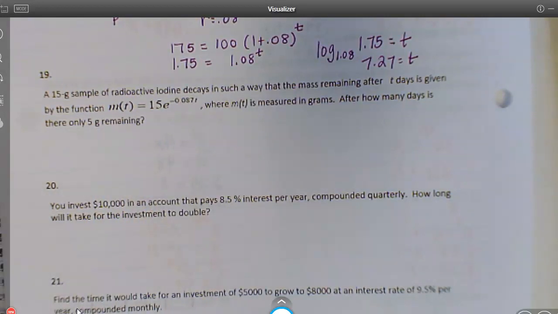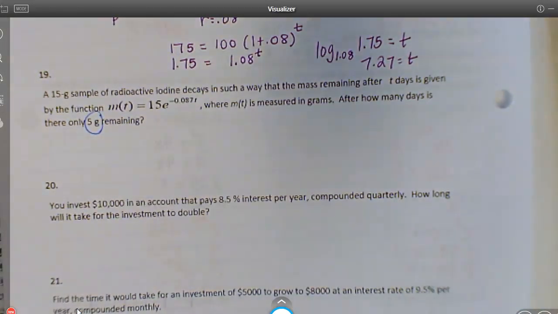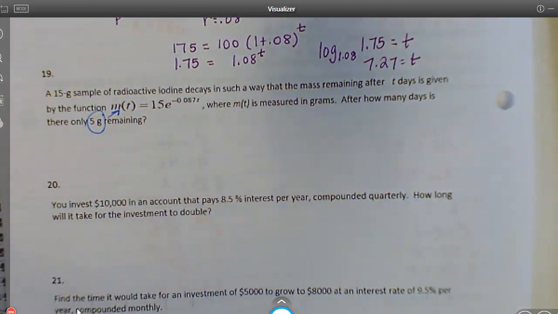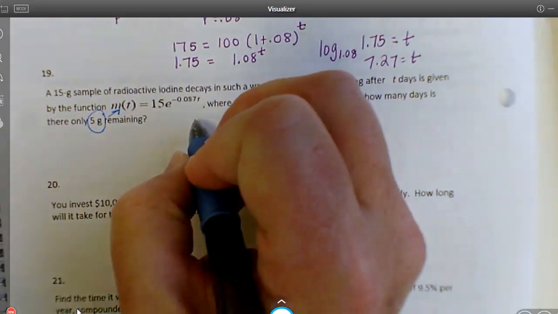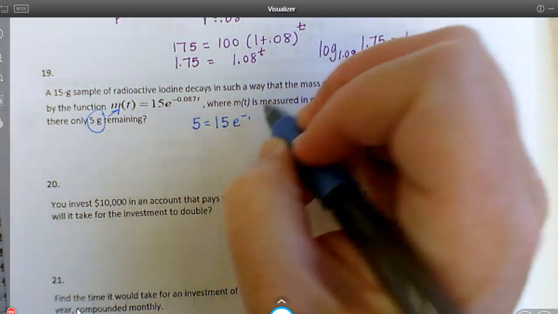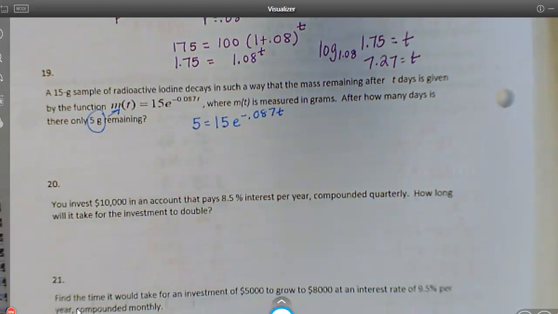So they're giving me an equation, and this is what I want. I want 5 grams to be the answer. I want that to be how much is there after a certain amount of time. That 5 is going to go right here. That's m of t. It doesn't mean m times t. You're just taking the 5 and plugging it in the place for the whole thing. So you're going to have 5 equals 15e to the negative 0.087t. So that one's kind of nice because they went ahead and gave us the equation, but now we've got to figure out how to solve it. Okay?